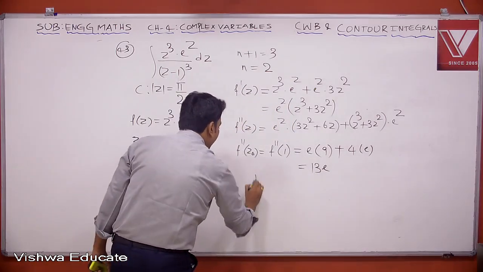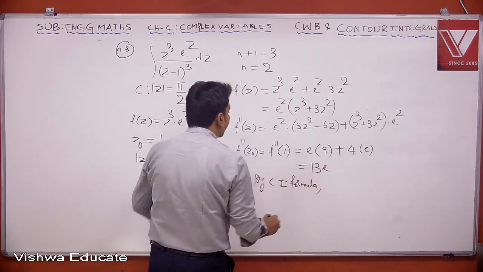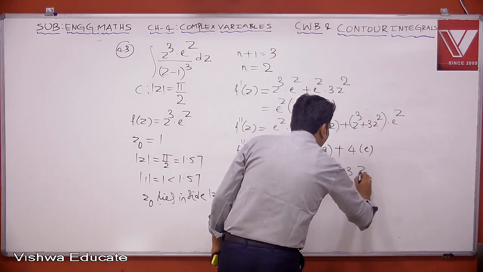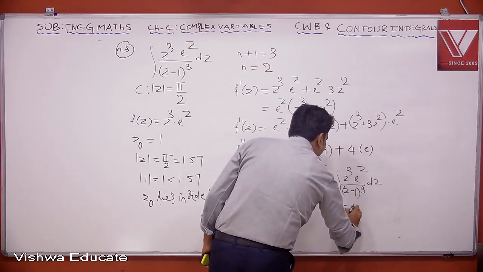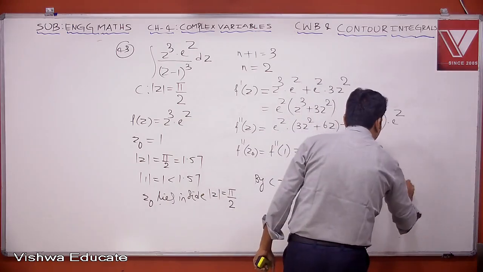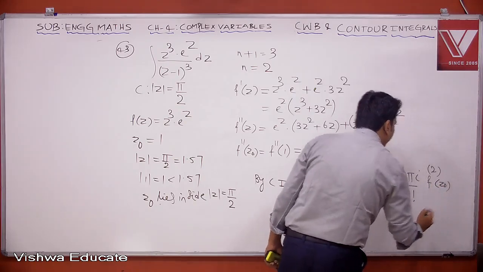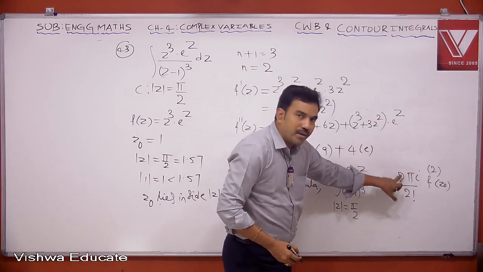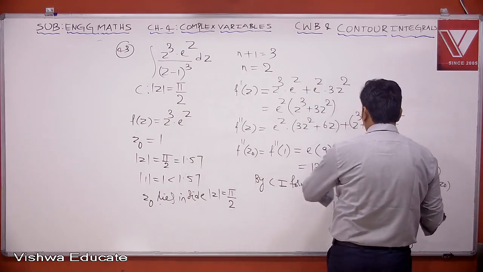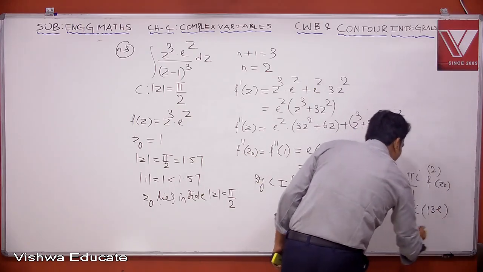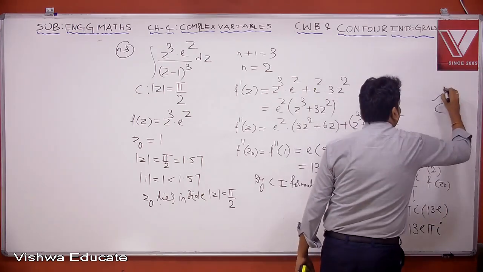Therefore, by Cauchy's integral formula for derivatives, the integral of z cube into e power z by (z minus 1) whole cube dz over mod z equal to pi by 2 is given by 2 pi i by 2 factorial into the second derivative of f at z0. Now 2 factorial and 2 get cancelled. This is pi i into the second derivative of f at z0, which is 13e. So the value is 13e pi i. So option C is the right answer.